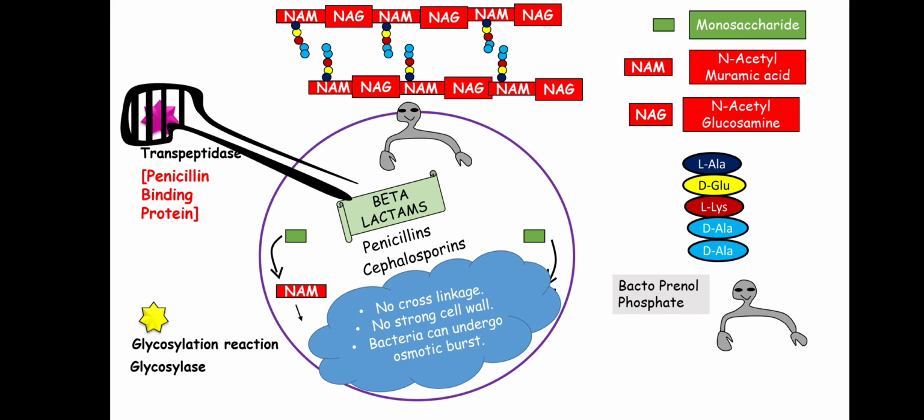Okay, so this is the mechanism of action of beta lactams. Beta lactams like penicillin and cephalosporin mainly bind to the penicillin binding protein, which is nothing but your transpeptidase enzyme, and they will inhibit it, stopping the transpeptidase enzyme from doing its work. So this is the mechanism of action of beta lactams.